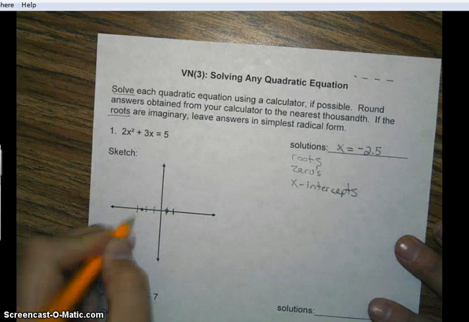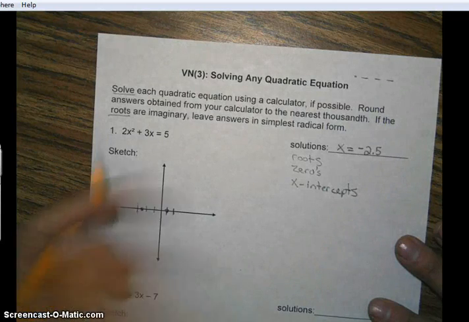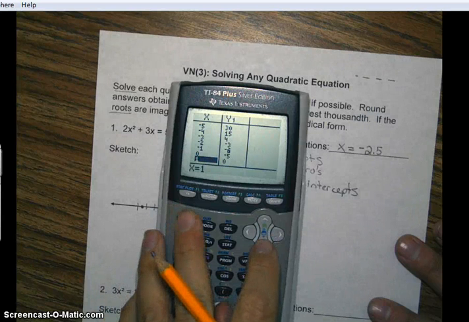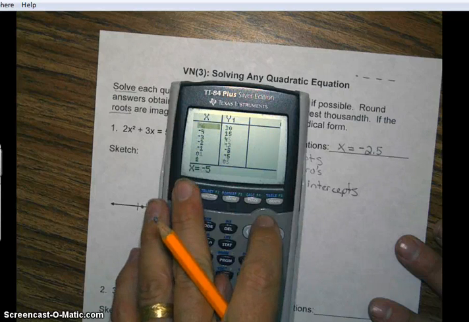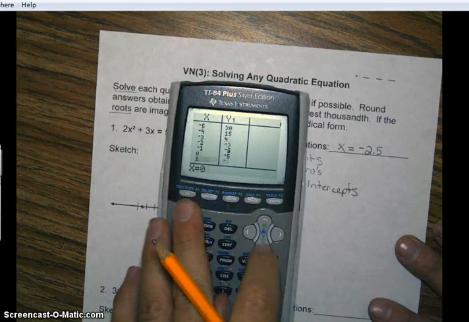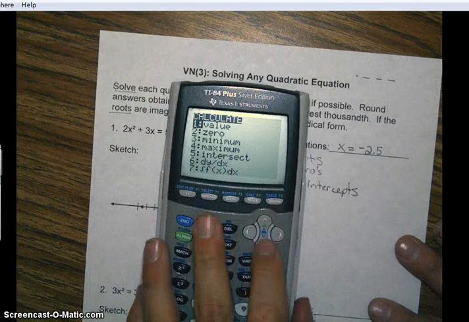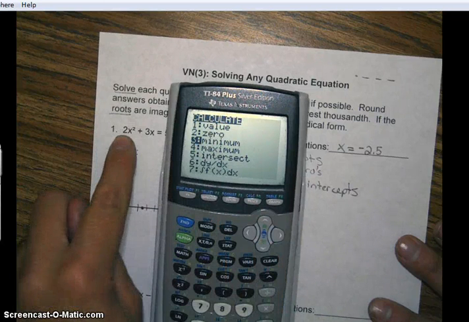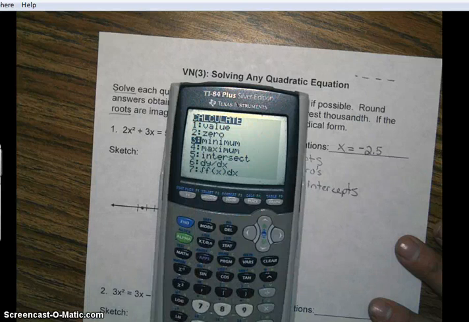Now remember, when you're doing a sketch, you need to have at least 3 points. So I'm going to look at my calculator, at my table, to see if I can identify it. No, the vertex isn't going to be really easy to identify. So let's go ahead and get it. Second calc, and it's a minimum. The A value is positive, so it's a parabola opening up. So it's going to be a minimum.